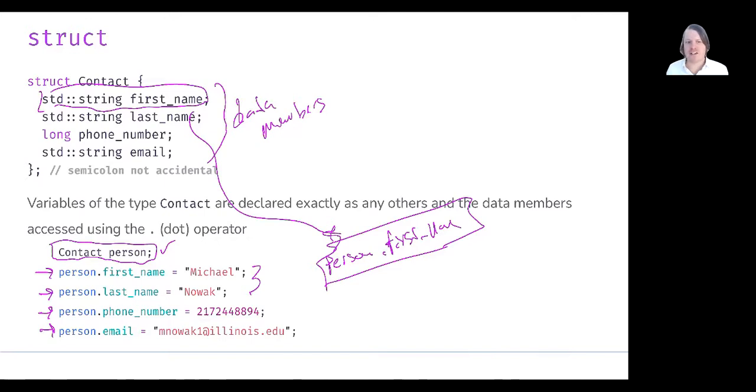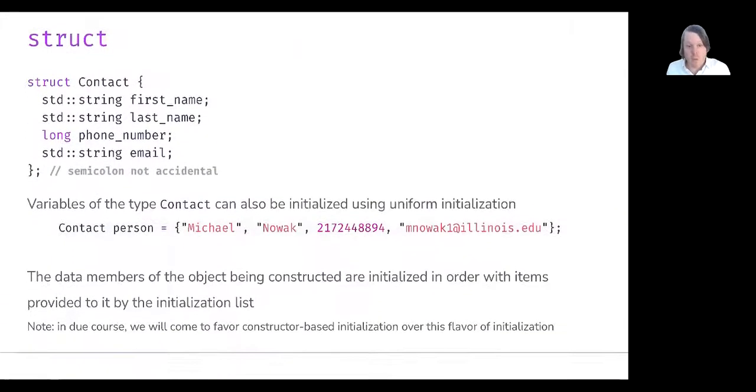So the question is, well, how can we actually initialize objects of the type contact? Similar to how the standard library string type is seemingly able to give first name, last name, and email some sort of 0 value. Well, we can initialize objects of type contact using uniform initialization. We'll get into how this works, but when we get into classes, we'll see that a better and clearer way to go about this is going to be to actually use constructors. But we haven't got into that yet, so we're going to work with what we have.